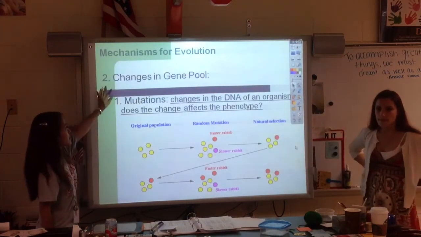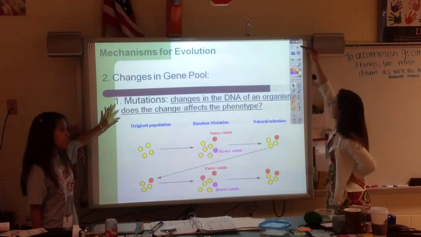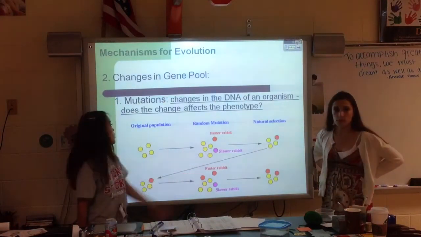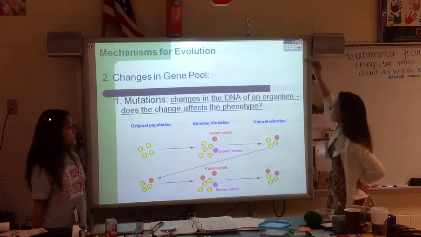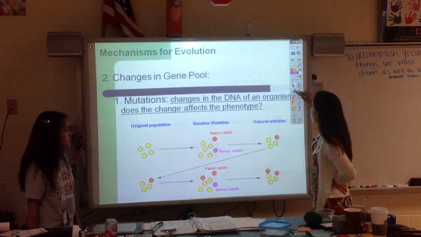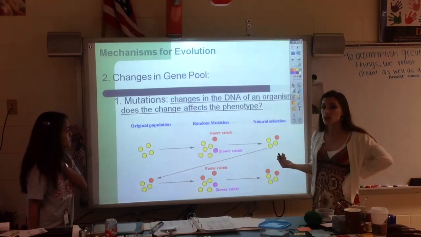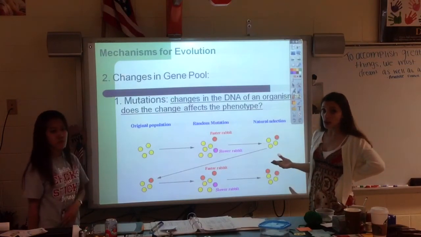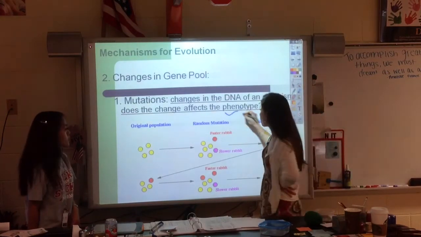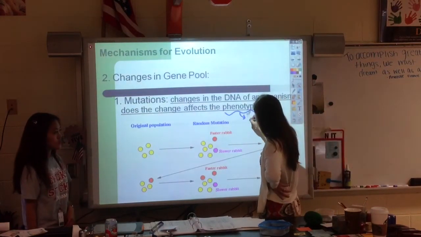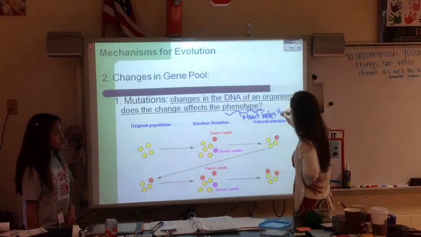Okay, so the second are changes in the gene pool. Changes in the gene pool can occur because of mutations, and mutations are changes in the DNA of an organism. And you have to think about, does this change affect the phenotype? Okay, so if we remember that not all mutations are actually going to show up in the physical appearance, sometimes the mutation has absolutely no effect. So you can have lots of mutations and no phenotype change. Remember, the phenotype is the trait that helps you survive. Helps you survive.